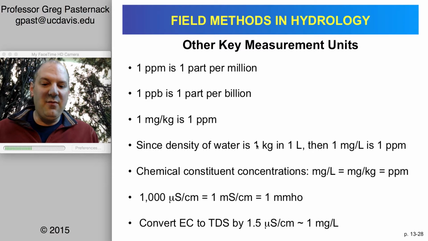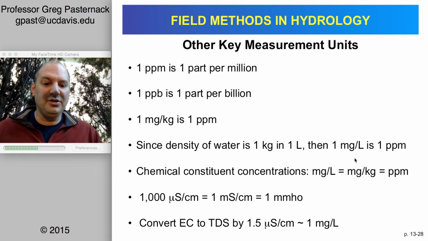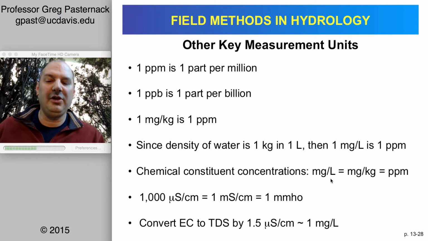And since the density of water is 1 kilogram in 1 liter, then we can substitute a liter for a kilogram, and then we can say that 1 milligram per liter is 1 part per million. So most chemical constituents are reported for natural waters in units of milligrams per liter of water, which is roughly similar to a milligram per kilogram and thus a ppm.